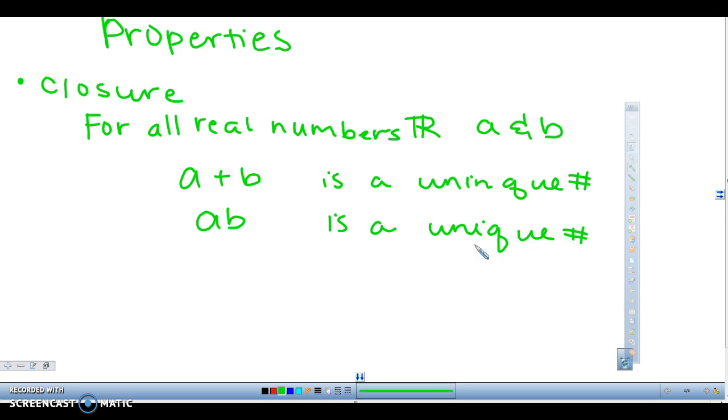That means if I add 1 plus 3, I'm always going to get 4. It's unique. I'm never going to get something else. So go ahead and define A times B with real numbers and tell me what unique answer you get.